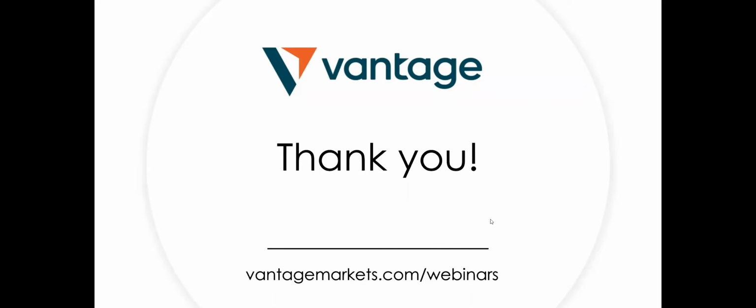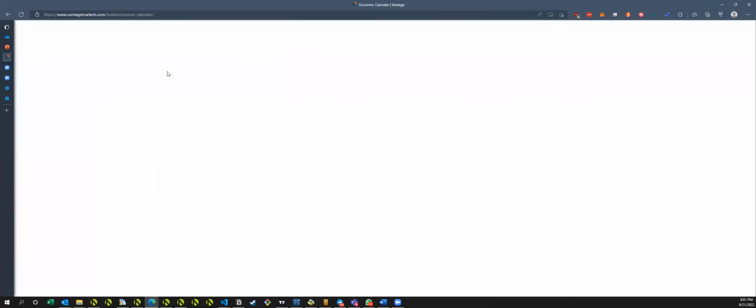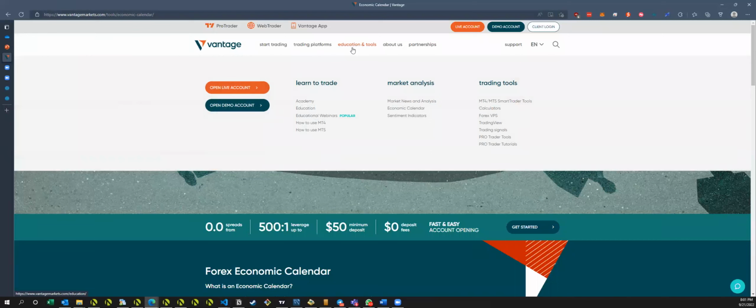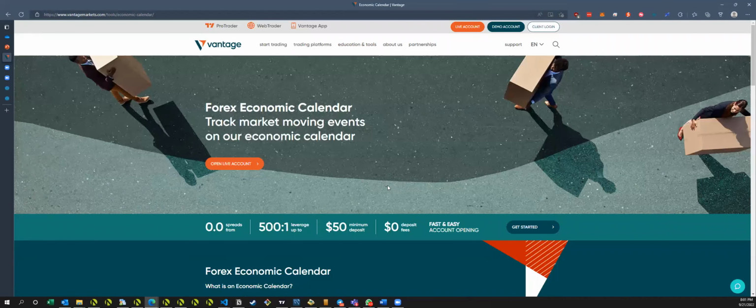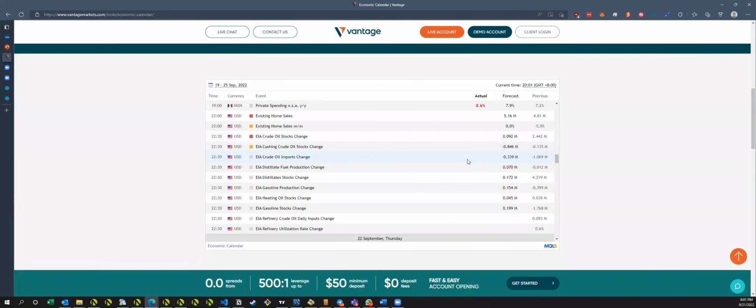Okay. So if we go to the Vantage website, on the main page itself, under education and tools, and under market analysis, you can see this economic calendar. These are basically the events that would affect the forex markets and to a certain degree the commodities markets.